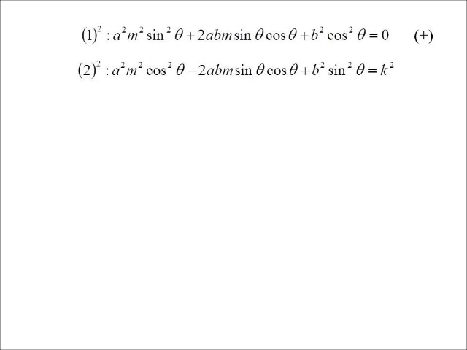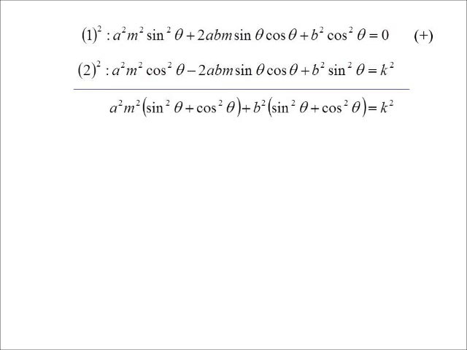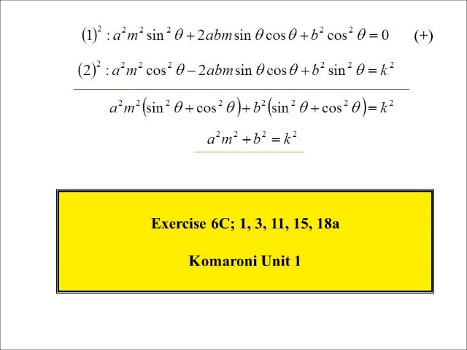Okay. I'm going to square the first equation, as you do. A squared m squared sine squared, twice the product, so 2ab m sine theta cos theta, and then b squared cos squared. I'm also going to square the second one. And you'll notice the middle term, the twice the product, will cancel when I add these together. But not only that, I also end up with all these sine squareds plus cos squareds, which is of course 1. am squared plus b squared is equal to k squared.